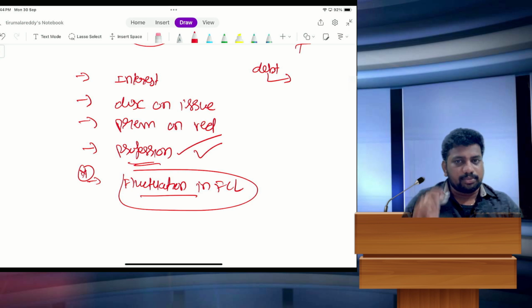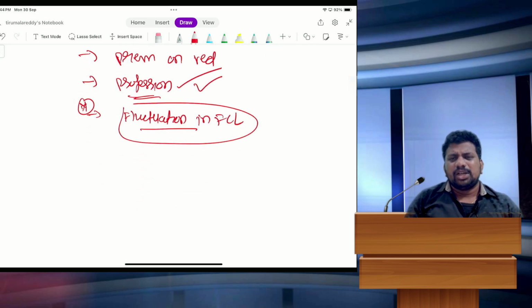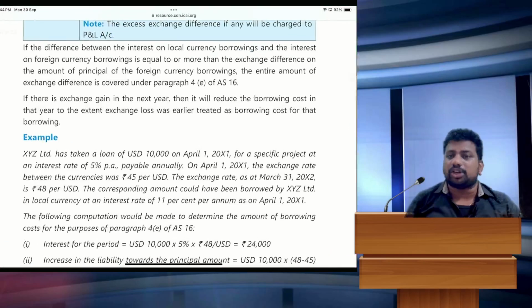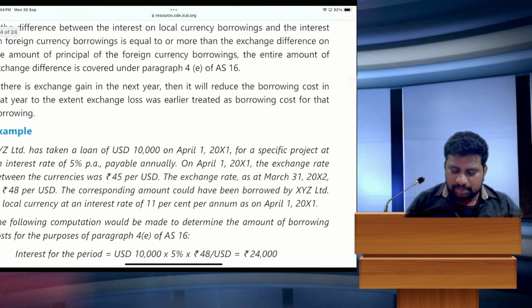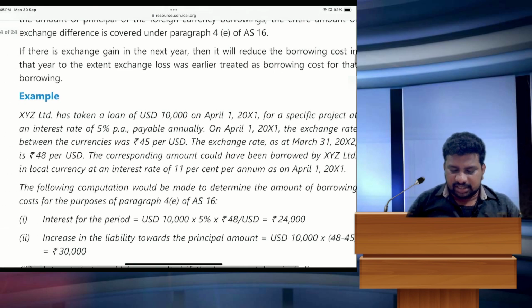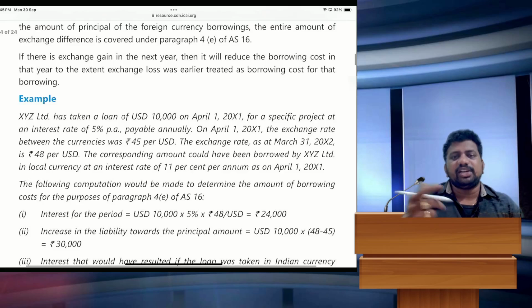Okay, so before we go into the topic, let me show you a problem with which I'm going to give some clarity regarding that particular concept. Okay, so this problem is from the ICAI material. So see the question first. From this question, we will discuss the concept as well.